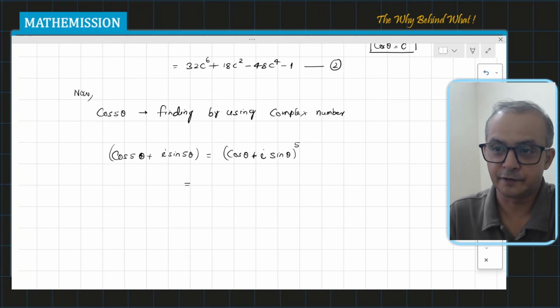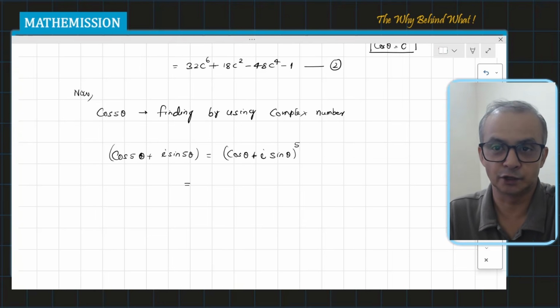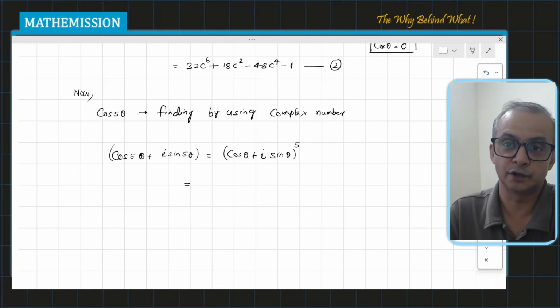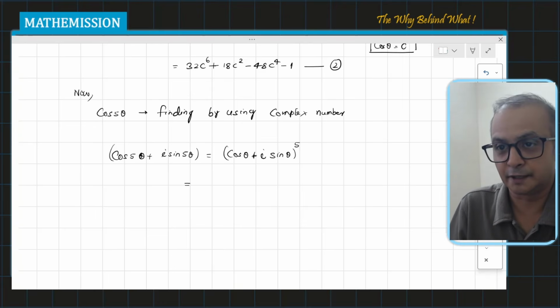If I expand it further, I will get the terms containing iota and the terms free from iota. Means we are getting the real part and the imaginary part both sides, and we are going to compare only the real part because I need only cosine 5 theta to compare it with some terms.